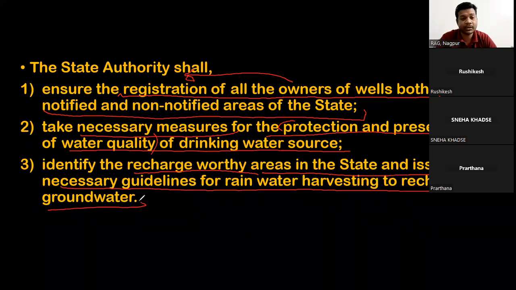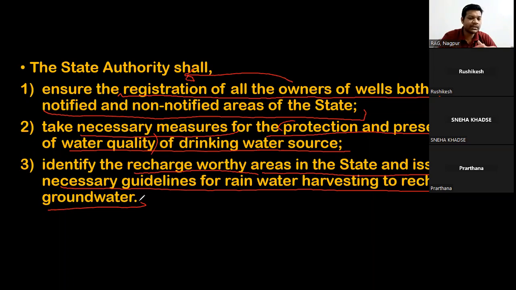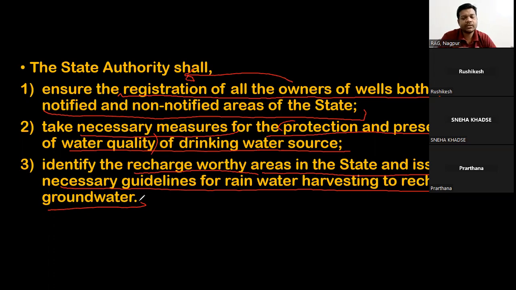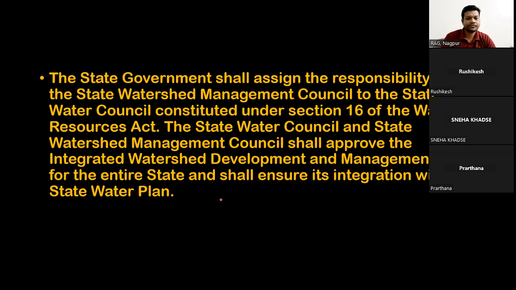Right. To identify the recharge-worthy areas in the state and issue necessary guidelines for rainwater harvesting and to recharge groundwater. It is important that the state authority must identify the areas where they can go for artificial recharge and rainwater harvesting, and the necessary steps should be taken. If there needs to be construction of a dam, a bandhara, a recharge pit or any such structure, these structures should be constructed. Community participation should be allowed. All these things must be done, and these are the obligations of the state authority.